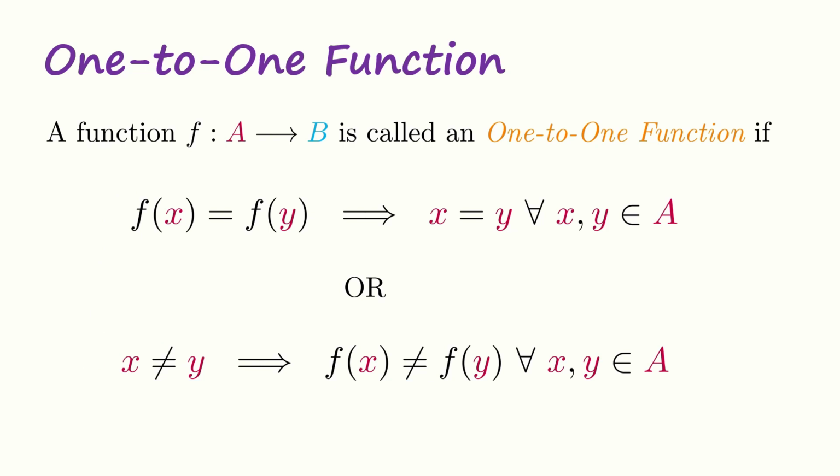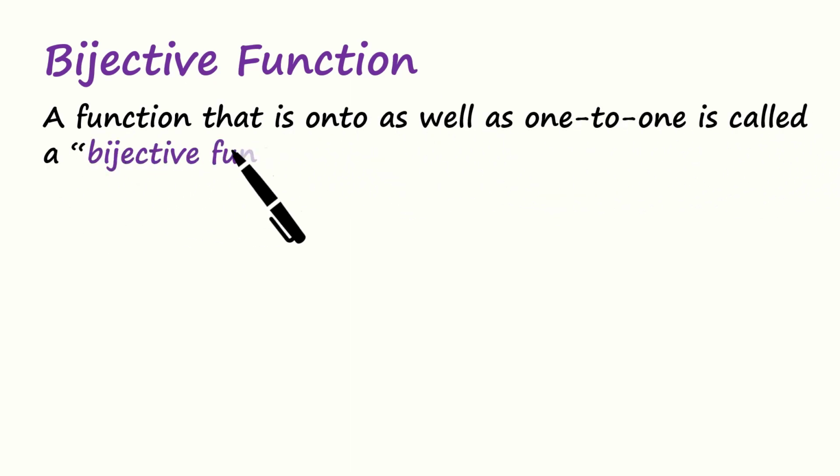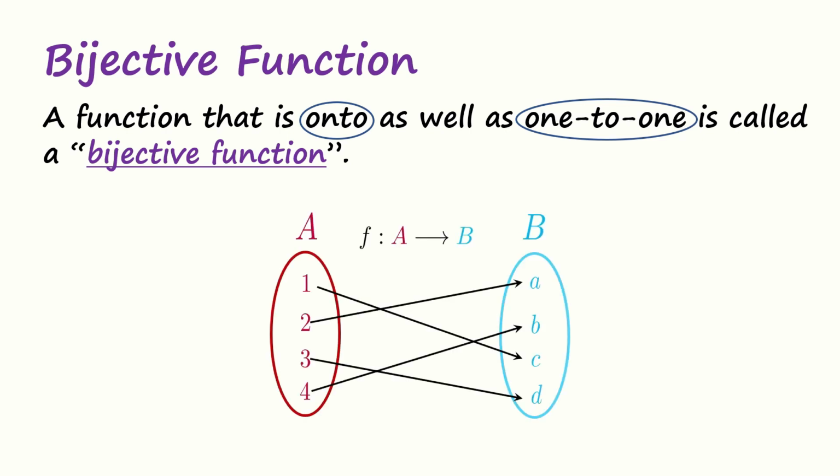Now we will see third type of function. A function that is onto as well as one-to-one is called a bijective function. In a bijective function, each of the elements of the codomain has exactly one inverse image. Here is an example of a bijective function. Each of the elements A, B, C, and D of the codomain has exactly one inverse image. If we invert the direction of the arrows and the role of the domain and the codomain, the resulting function will also be a valid function because the inverse image for each element exists and is also unique.